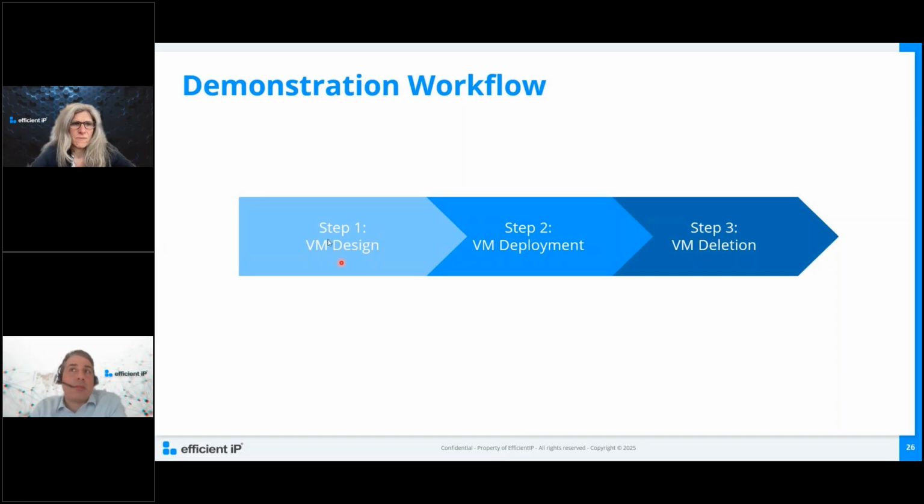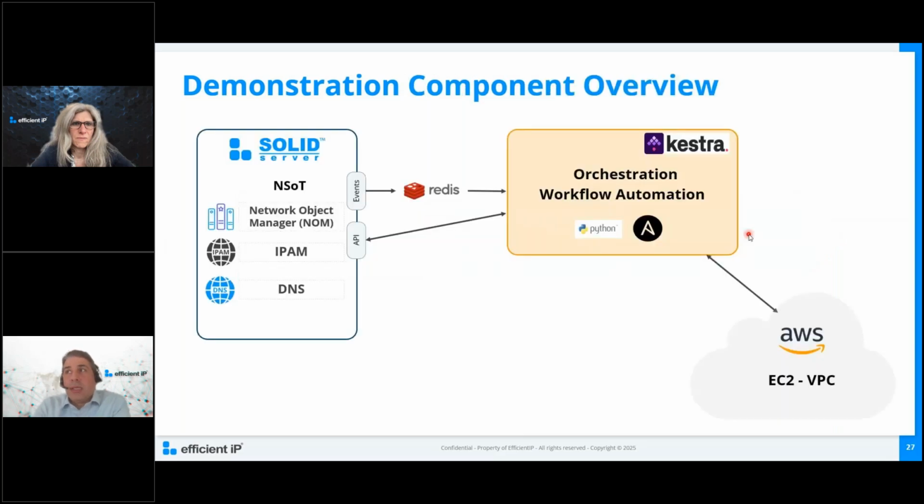We'll start by step one, which is designing a VM, like an architecture team does every day, and then we will deploy it and delete it at the end. In order to make it happen, we have put in place an environment based on our solution, which is a SOLIDserver EfficientIP. More than that, we are using three main features: Network Object Manager, IPAM, and DNS. IPAM and DNS are included in the core systems with DHCP in order to do the DDI.